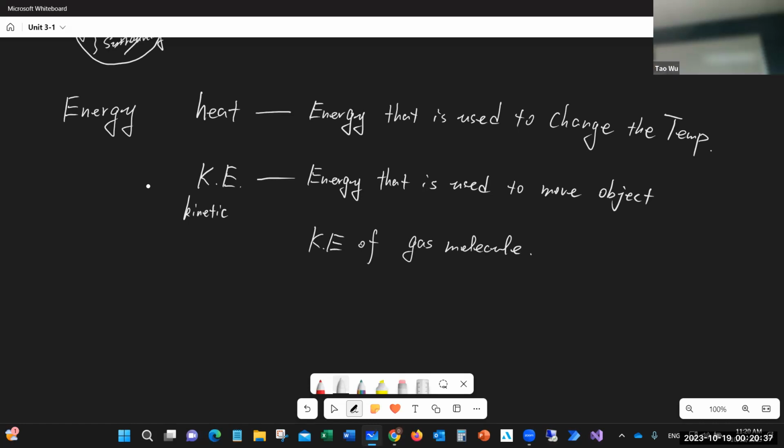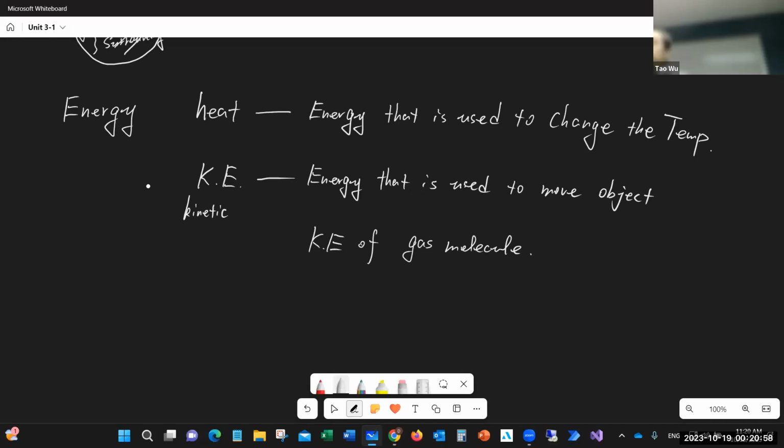For example, you can imagine one gas molecule flying everywhere. They're just moving around in front of your eyes, but you cannot see them. But you can imagine that, right? So that is the gas molecule, and that's the kinetic energy that we're talking about.